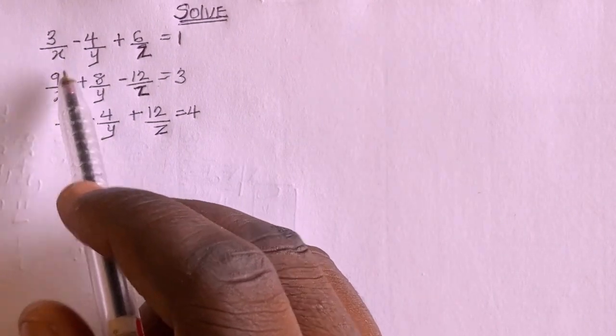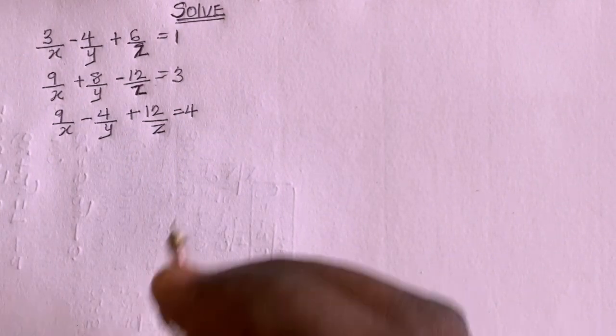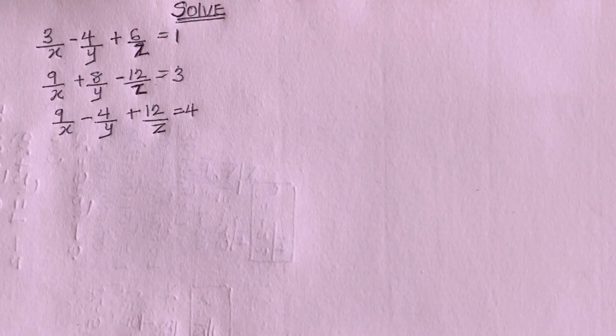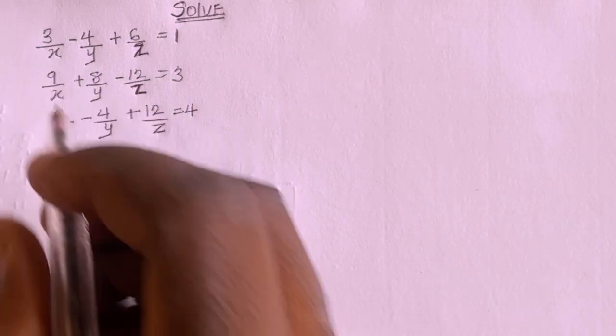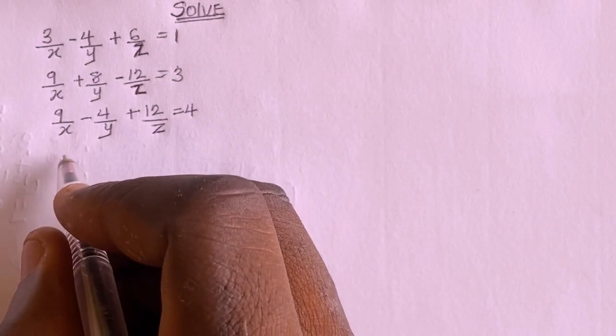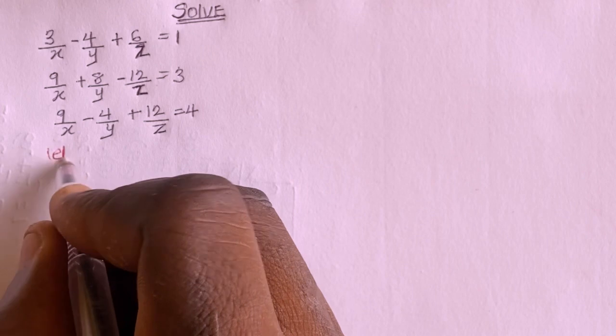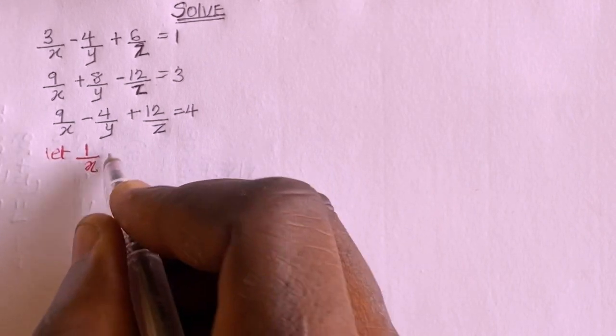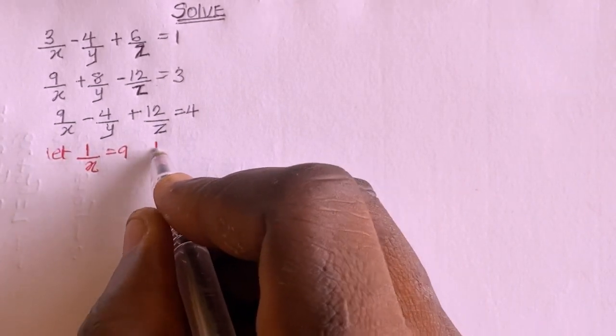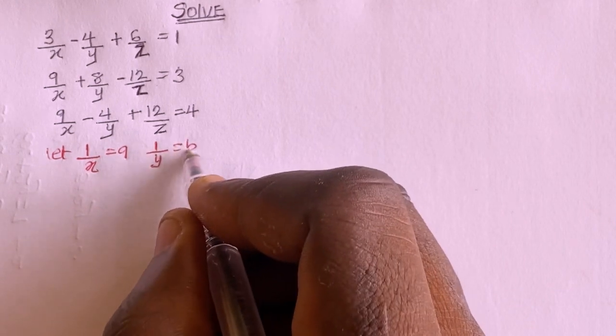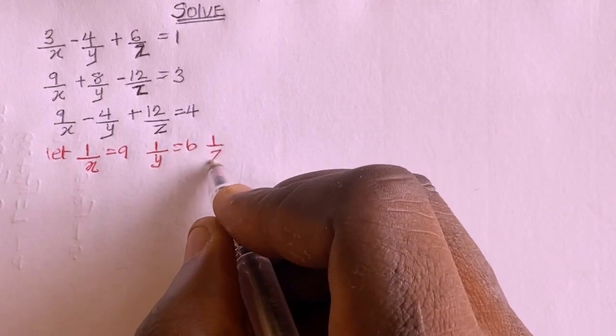3 divided by x here. Let me just say everything is in the form of fractions, right? So what I'm going to do is rewrite this equation in such a way that it will be a normal linear equation. Now look at this. I can just say let 1 divided by x equal a, and 1 divided by y equal to what? b. Likewise, 1 divided by z equals to what?